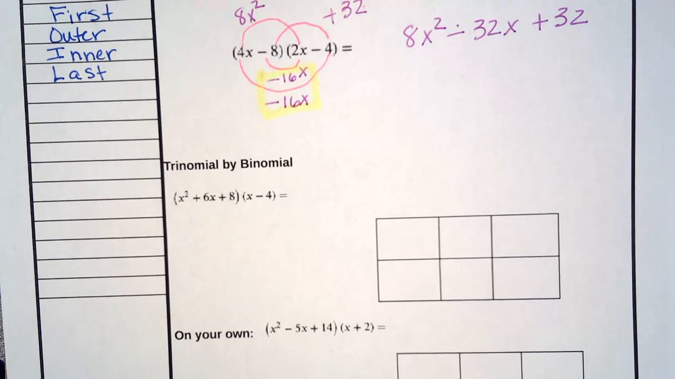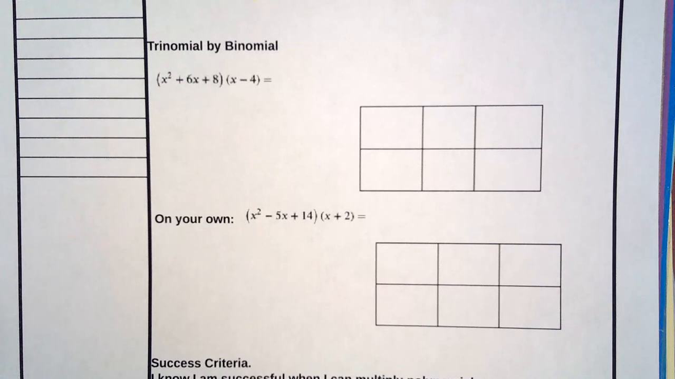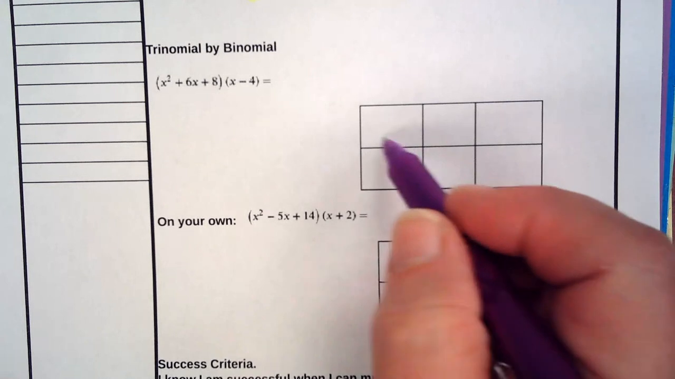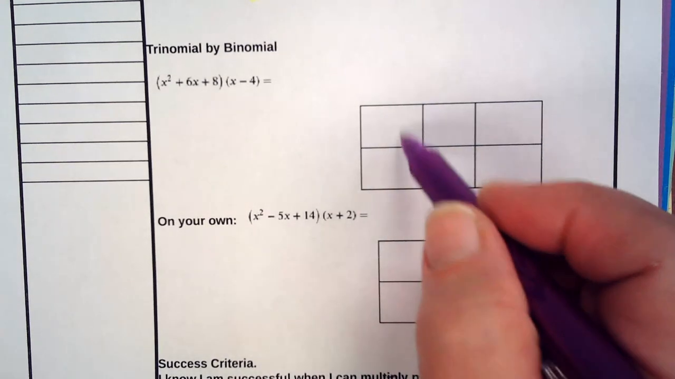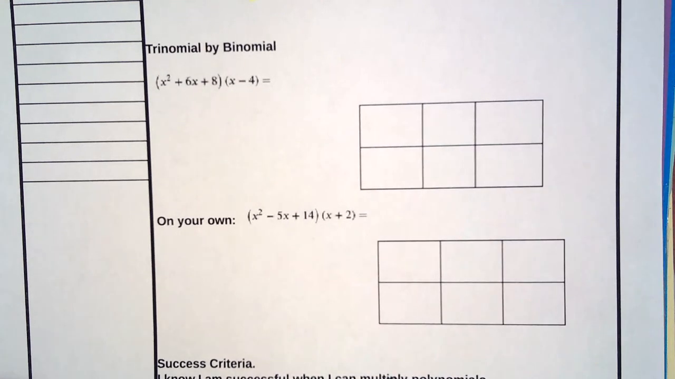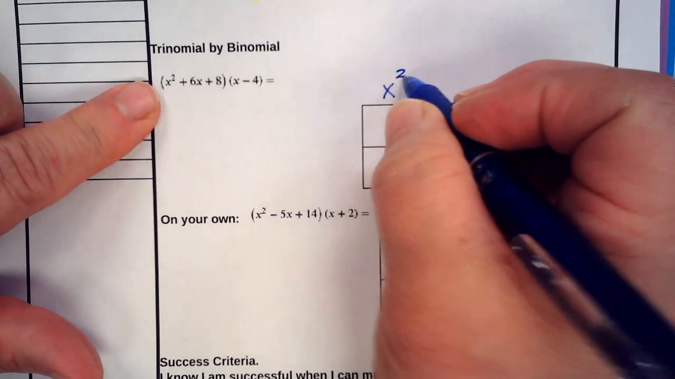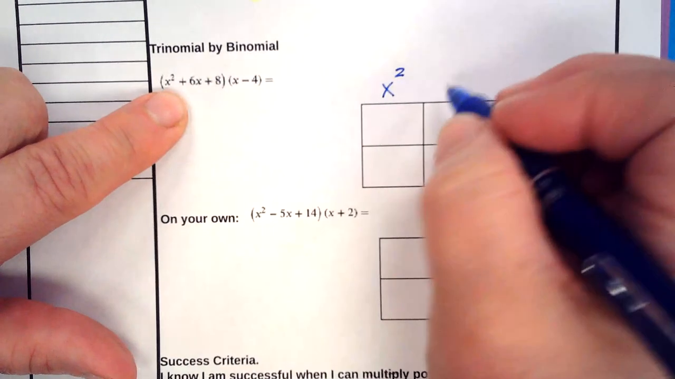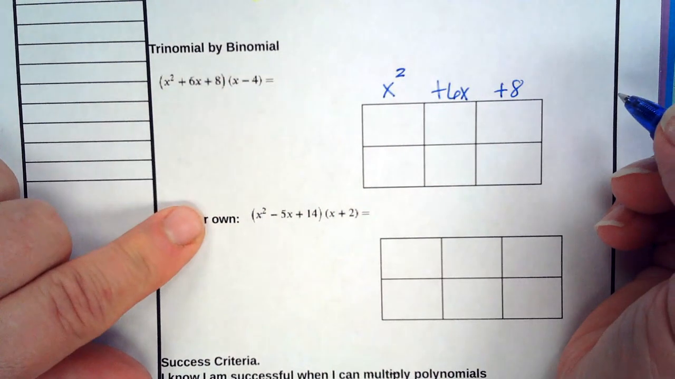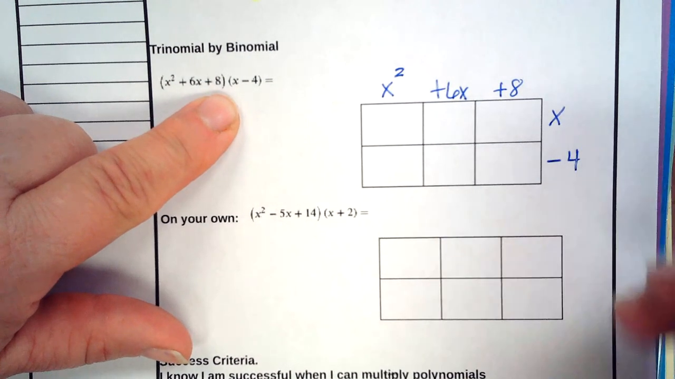Okay, to make it more interesting, we're going to do a trinomial by a binomial. If you're multiplying a trinomial by a binomial, you really want to have 3 columns and 2 rows. It makes it match up much better. We still do the same process where we put the x squared and keep the plus with the plus 6x plus 8. That goes across the top. This is x minus 4.